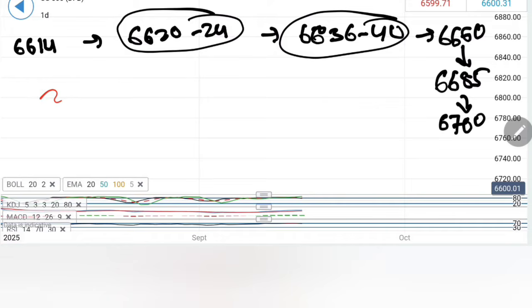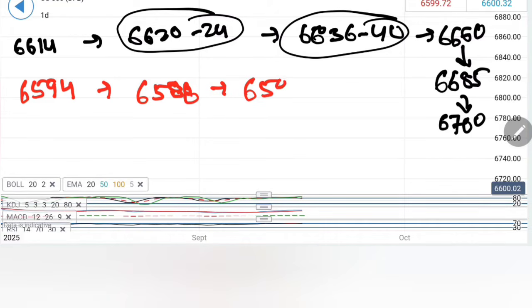On the downside, I will recommend you to sell at 65.94 levels, expect 65.88, 65.80, very good support, 65.74. Now let it stay below 65.74.